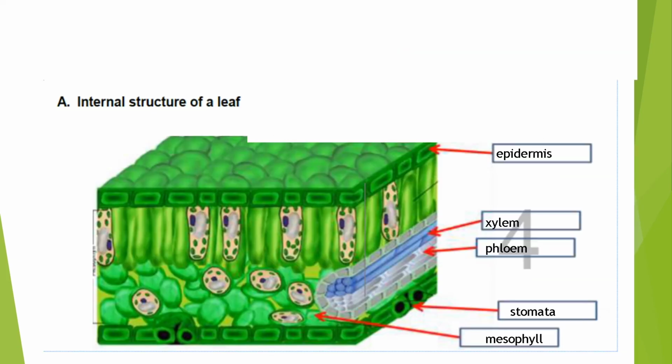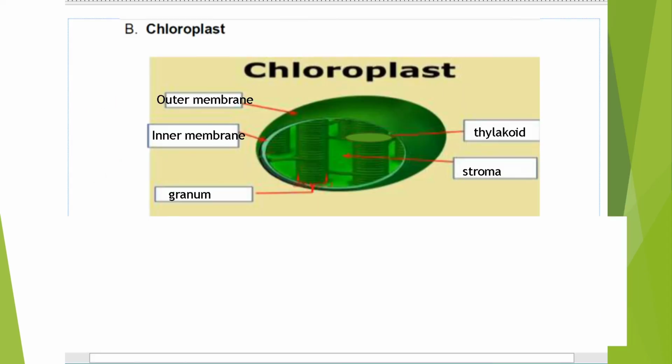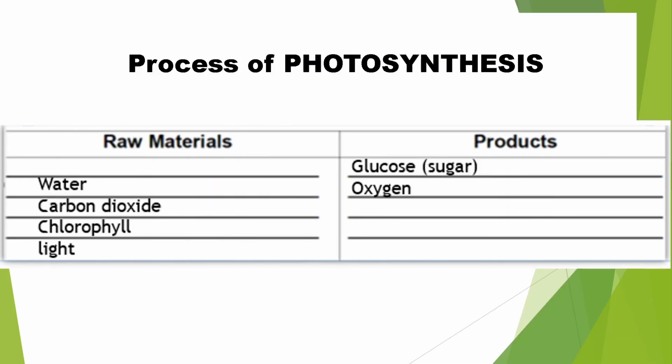In summary, the internal structure of a leaf includes the epidermis, xylem, phloem, stomata, and mesophyll. Chloroplasts have 5 parts: the outer membrane, inner membrane, granum, thylakoid, and stroma. The process of photosynthesis involves raw materials and products. The raw materials are water, carbon dioxide, chlorophyll, and light, and the products are glucose or sugar and oxygen.